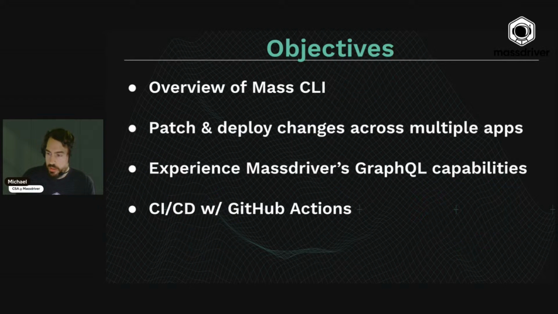Let's go ahead and get started. So today we're going to be talking about scripting with Massdriver. We're going to briefly overview the Mass CLI and what it's capable of. We'll then create a bash script to patch and deploy two regional apps in two different environments. We'll then look at how to do the same thing using Massdriver's GraphQL, and then we'll end on setting up and running some GitHub Actions.